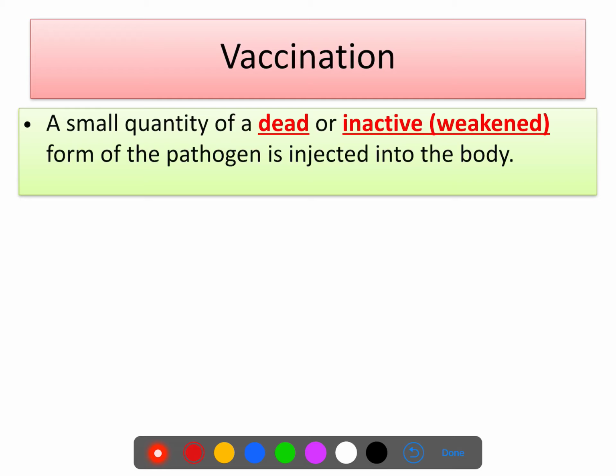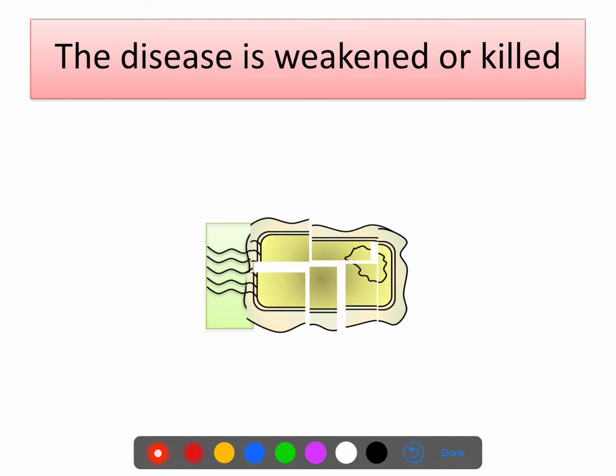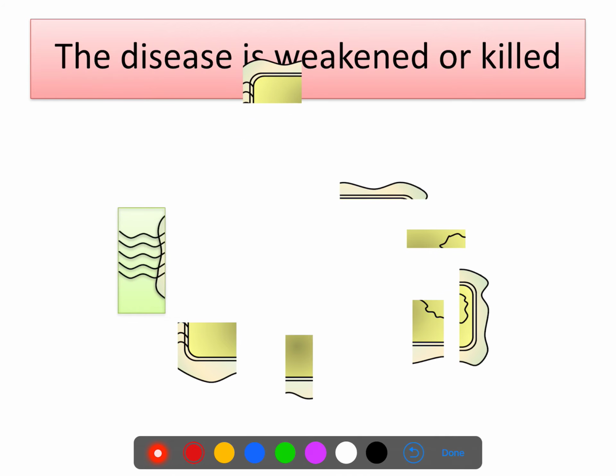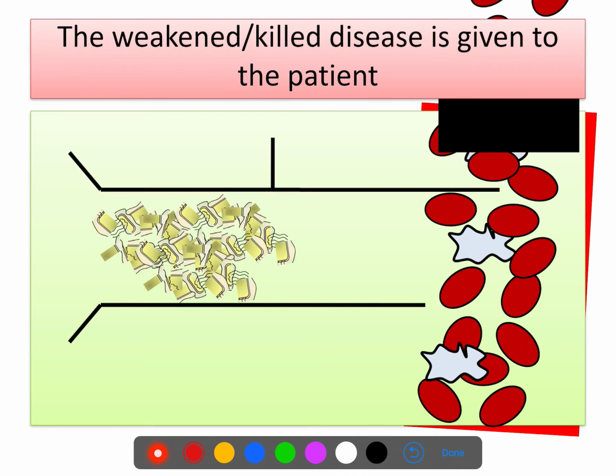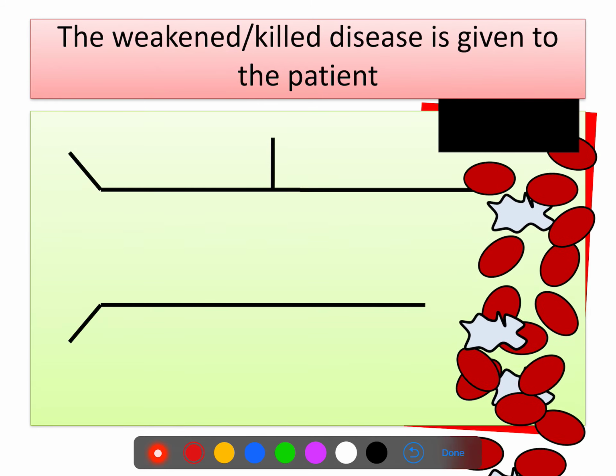So a small quantity of dead or inactive weakened pathogen is injected into the body. You can talk about why that's important in your live lessons. The disease is weakened, so it's killed. That's really, really important because we don't want to make ourselves ill with a primary immune response. I'm just trying to show that it's being weakened or killed. It wouldn't really happen like that. The weakened or killed disease is given to the patient, so it's injected into the blood.